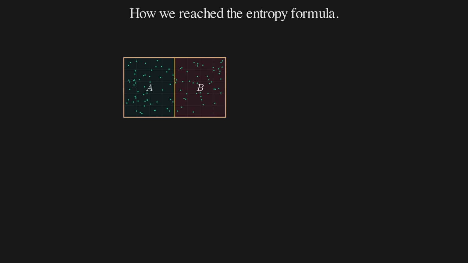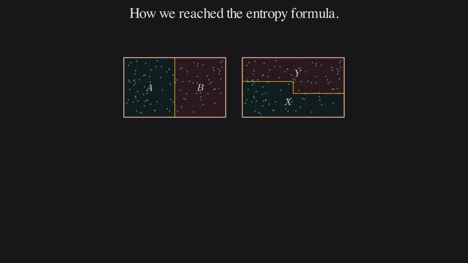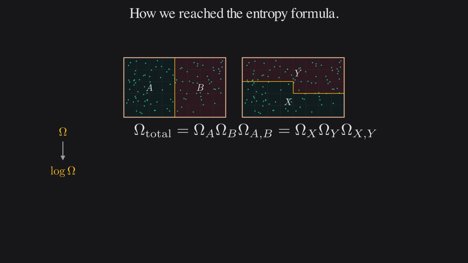So to sum up how we reach the formula of entropy, the motivation is that we want the full entropy to stay the same, even when we describe the system through different partitions. We started with the number of arrangements, omega, and found that omega total equals the product of the parts. Then taking the log converts this product into a sum, and we show that log omega is proportional to entropy.